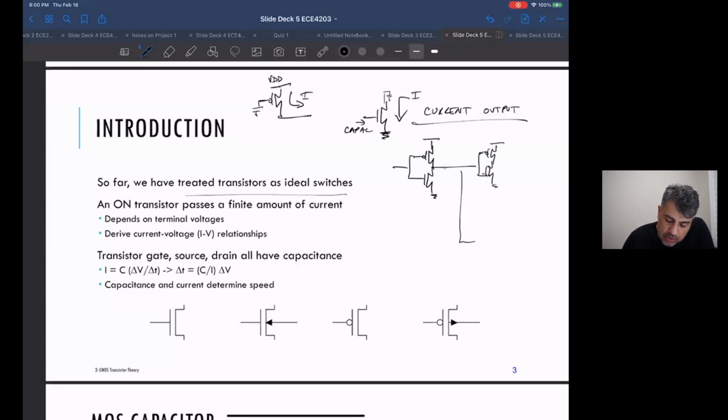Or let's say it's driving, there's something else driving this. This is like a NAND gate. Something else is driving that input. Okay, it's always driving capacitive loads. Notice these are gates. These are MOS gates. You're not driving a resistive load. You're always driving a capacitive load. So you're always sourcing current into a capacitive load, or you're sinking current from a capacitive load.